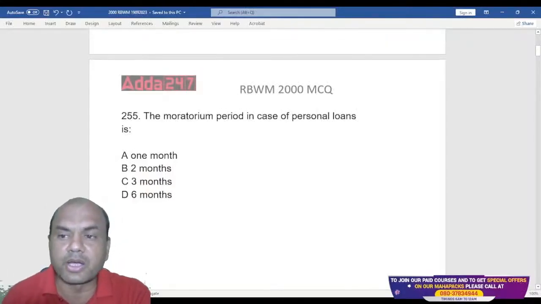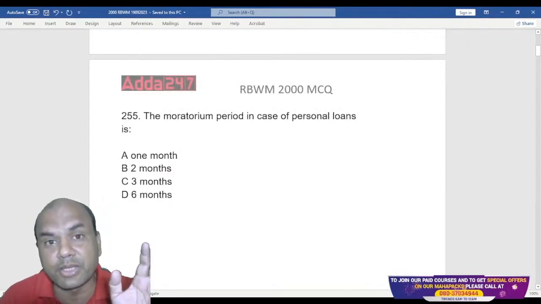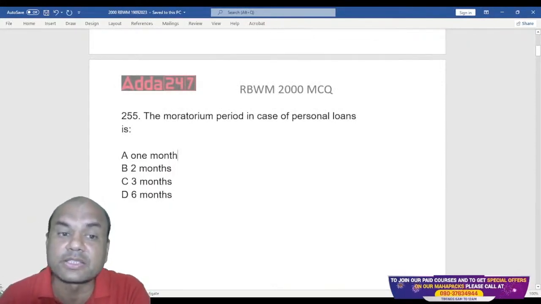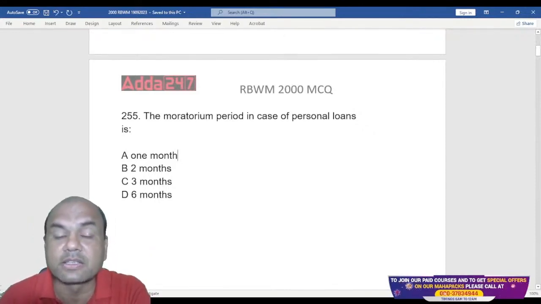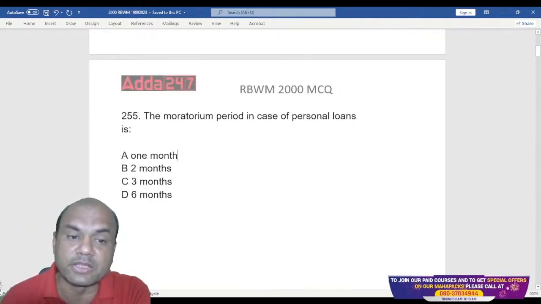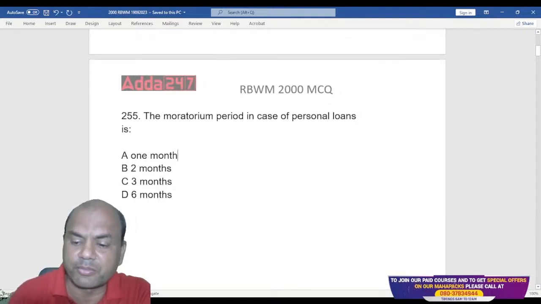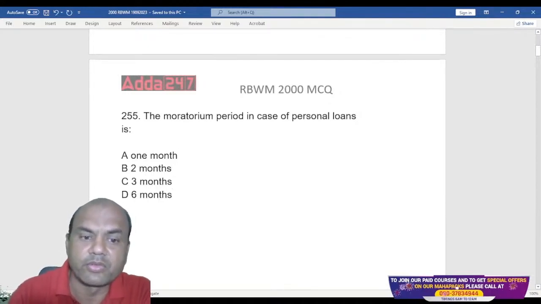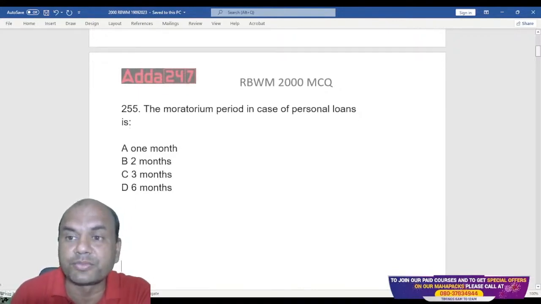The moratorium period, now the numbers you'll see, we have been covering since many days. That's why these numbers are continued. That's why I'm saying watch the series from the starting. The moratorium period in case of personal loans is, so in case of personal loans, what is the moratorium period? PL. What do you think should be the moratorium period in terms of personal loan?